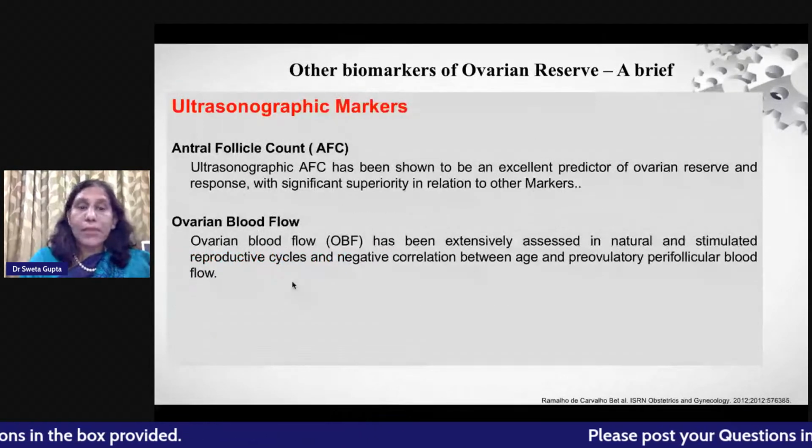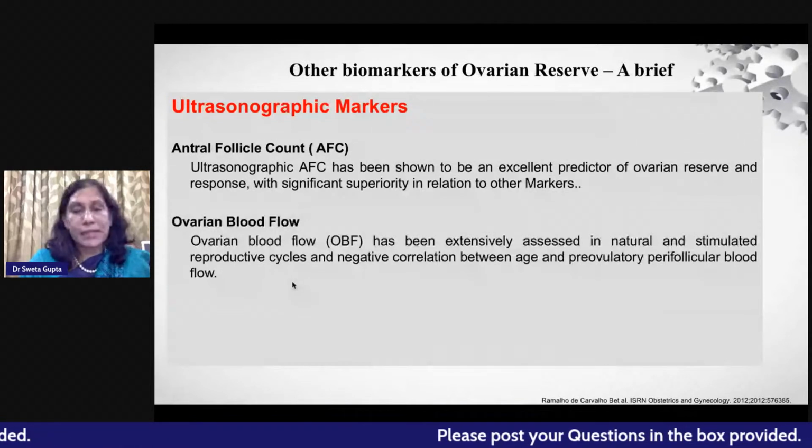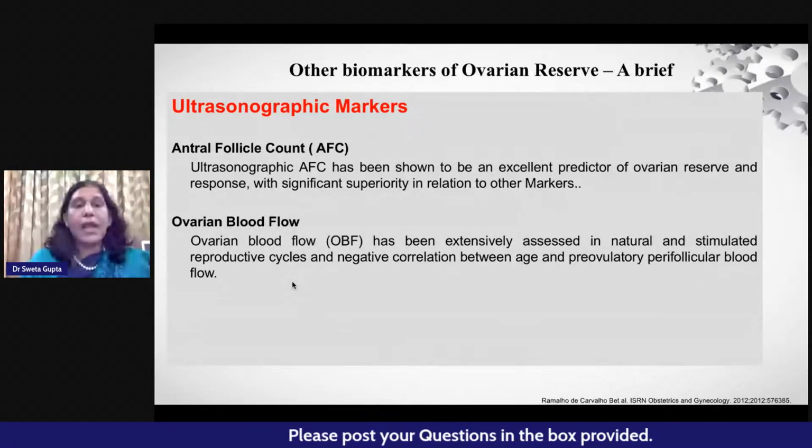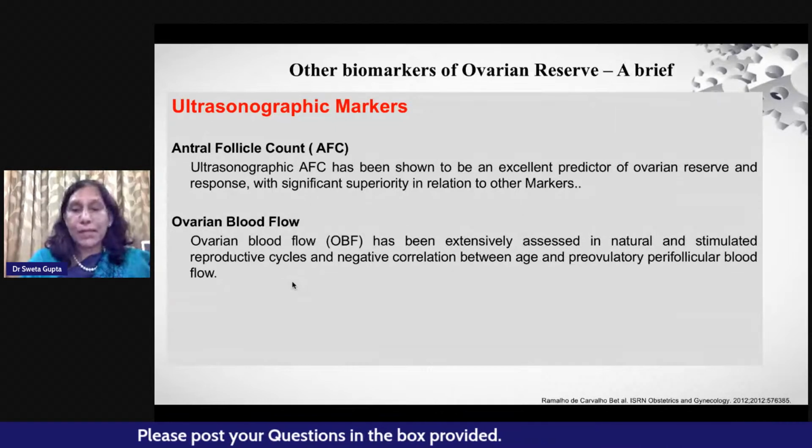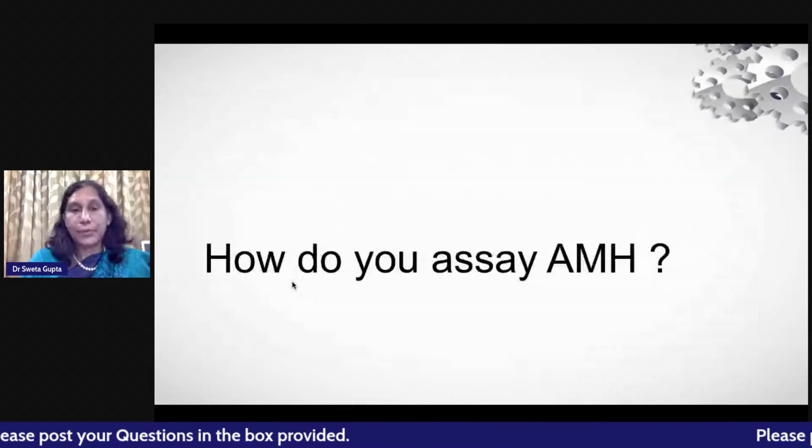Then ultrasonic markers like antral follicle count, which is an excellent predictor of ovarian reserve and with significant superiority to other markers, and also ovarian blood flow.